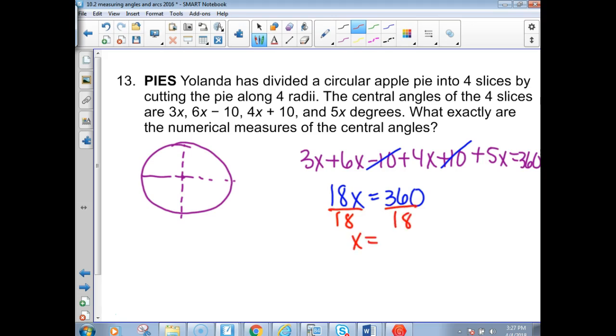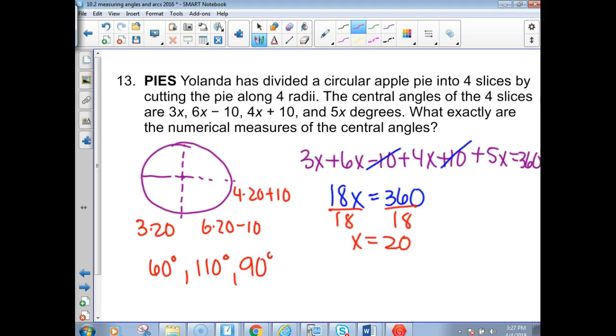All right, so now we're going to be able to figure out all the angle measures that Yolanda made. Plug in 20, 3 times 20. One of them is 60 degrees. 6 times 20 minus 10 is 120 minus 10, that's 110 degrees. 4 times 20 plus 10 is 80 plus 10, which is 90 degrees. And 5 times 20 is 100 degrees. Now, if Yolanda cut her pie up evenly, what should all of those have been? 90 apiece. Then everybody is going to get the same size chunk of pie.